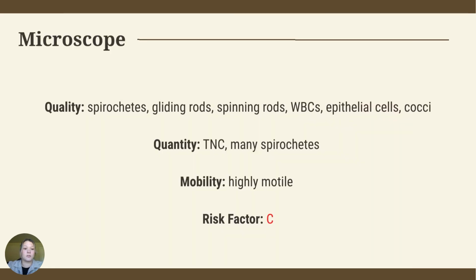Next, we do the microscope. He had many spirochetes, gliding rods, spinning rods, white blood cells, epithelial cells, and cocci. It was a very motile slide, so he is a risk factor of a C.